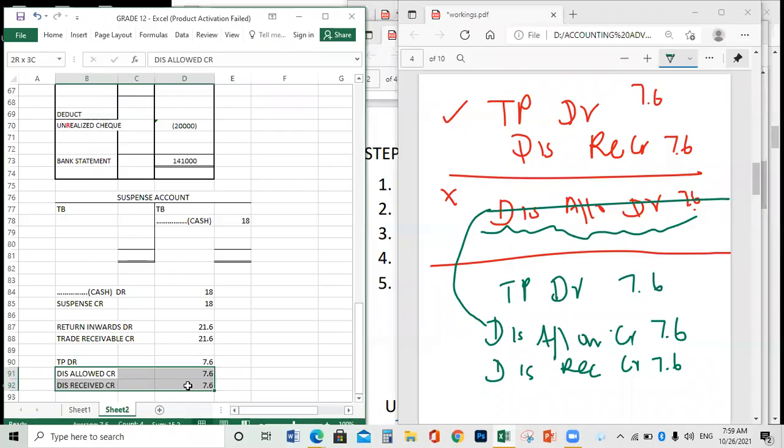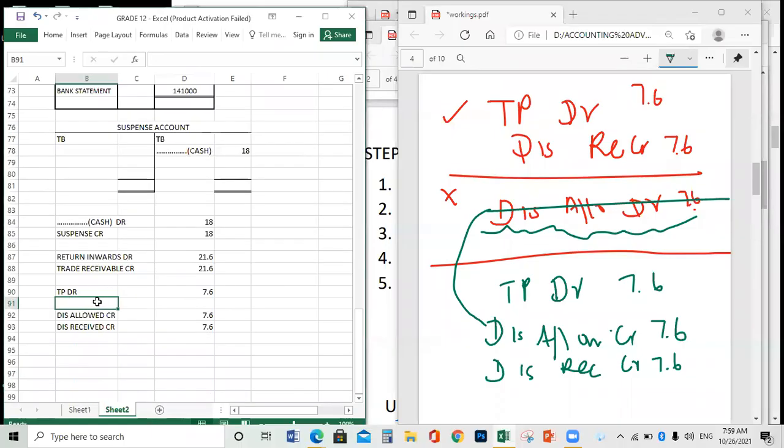There is, right? The credit side is bigger than the debit side. Okay, there is a difference. The difference should be transferred to suspense account. What is the difference? 7,600.